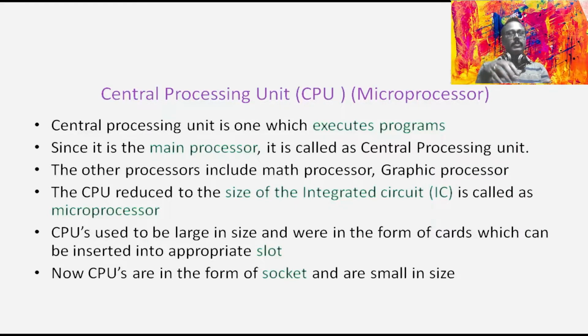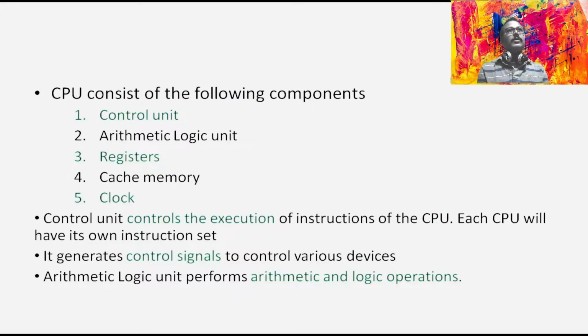If the CPU is reduced to the size of an integrated circuit, then it is called a microprocessor. So microprocessor and CPU are the same. Nowadays, you can call a CPU a microprocessor. The CPU consists of the following components: control unit, arithmetic logic unit, registers, cache memory, and then clock.